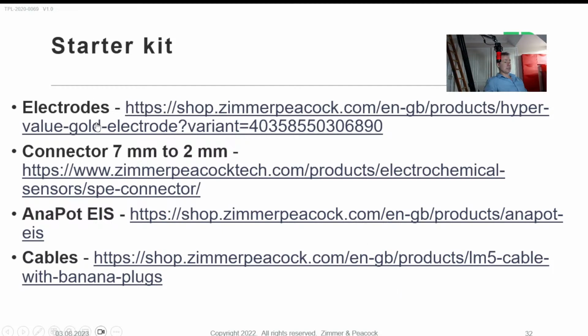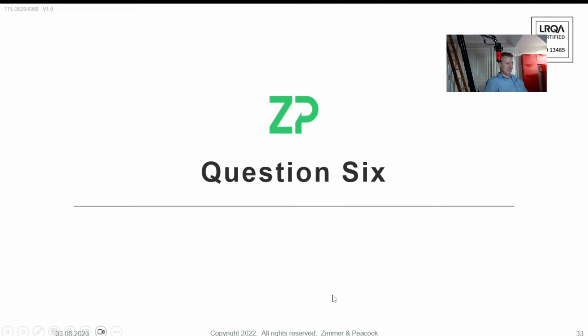I have recommended here these are the electrodes, these are the connectors, this is the instrument, this is the cable. You're ready to go. It's important people start, because sometimes with all the questions, it's like, get in the lab, fail fast, learn quickly, iterate. You've got to get going.